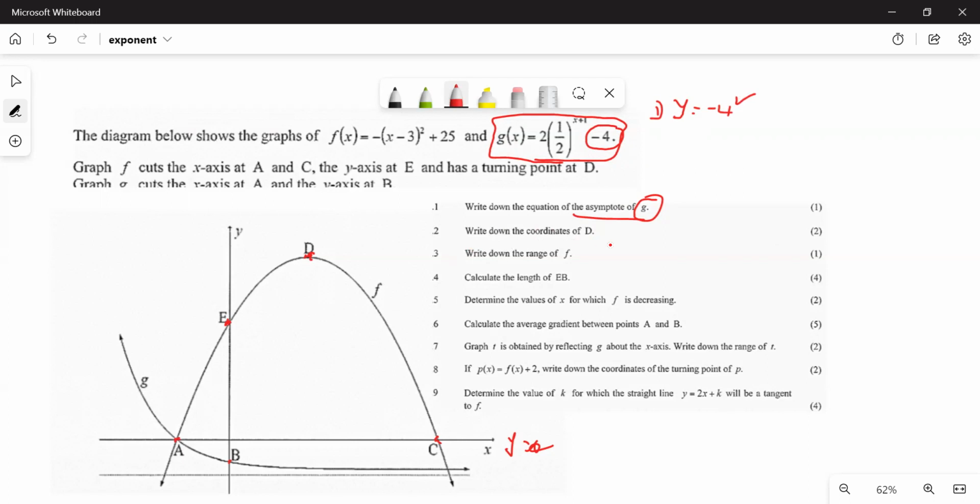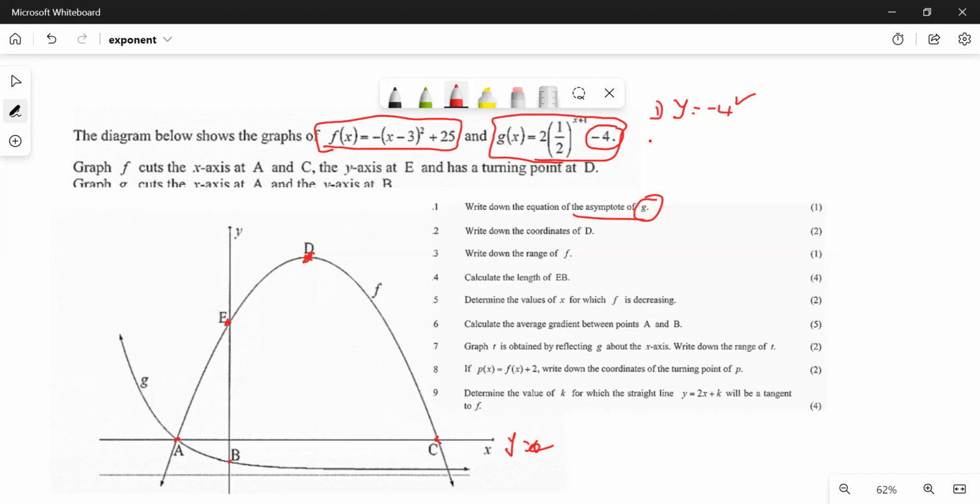Number 2, they say write down the coordinates of D. What is D? The turning point. Okay? Now, where do you get the turning point? You get it from F. F has a turning point, and this is already given in turning point form. I think we can be given a parabolic function in turning point form or not in turning point form. This one is in turning point form.